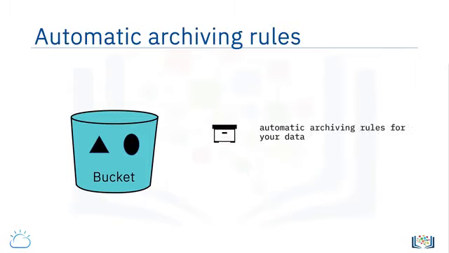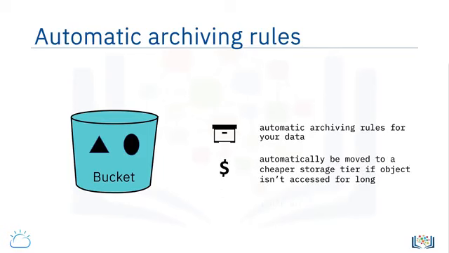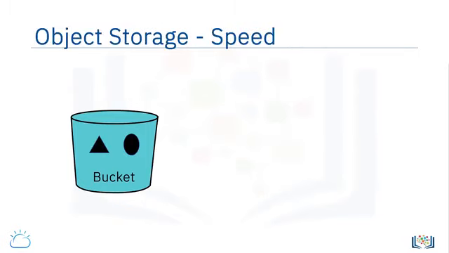Often, you can also set up automatic archiving rules for your data, meaning that if an object isn't accessed for a period of time, it will automatically be moved to a cheaper storage tier. The rule uses some of the object's metadata to determine when it should be archived. Note that object storage does not come with IOPS options.